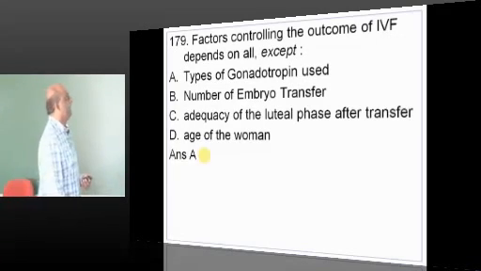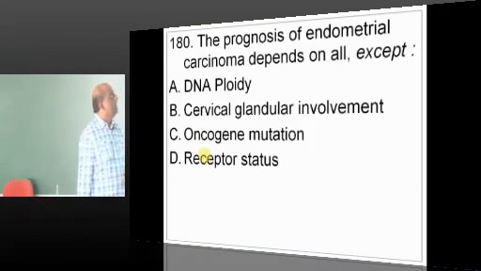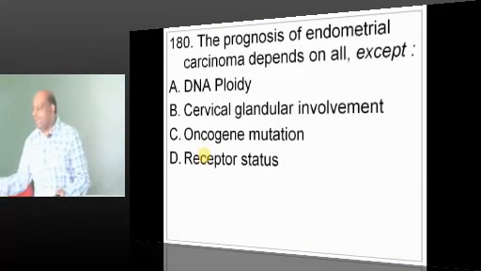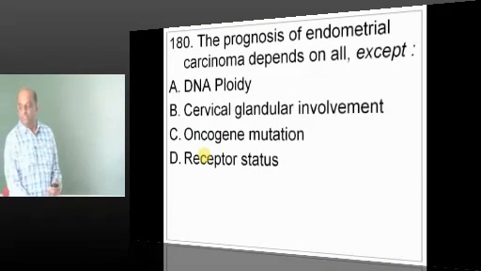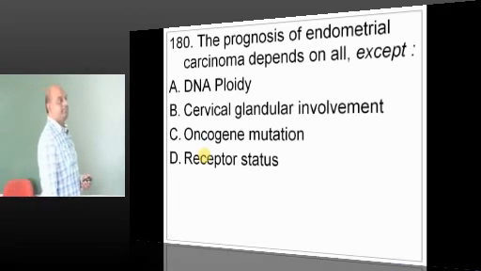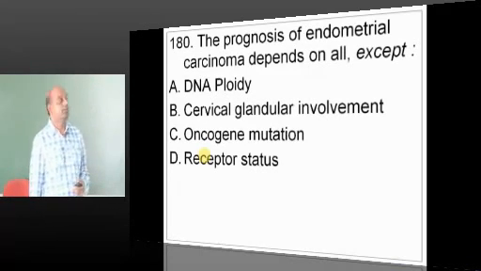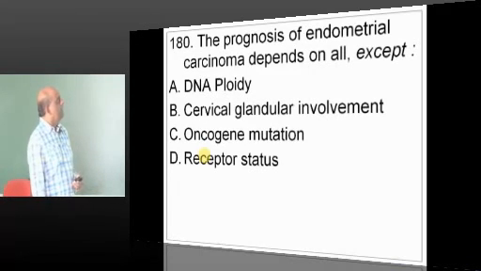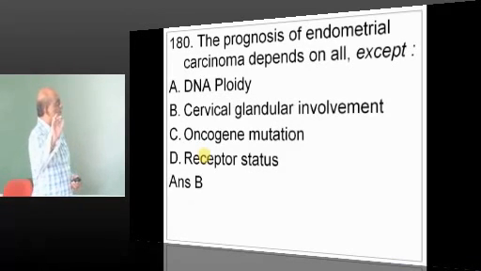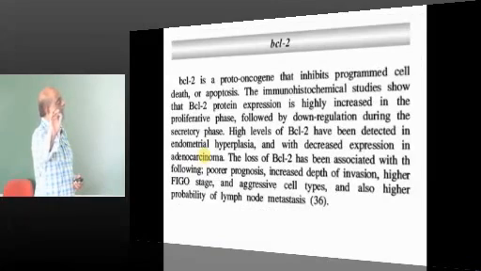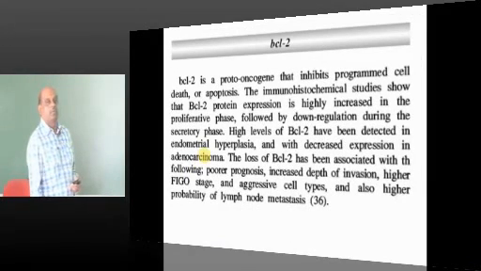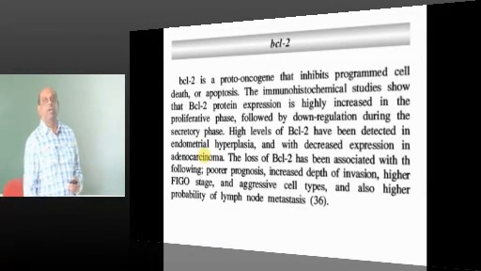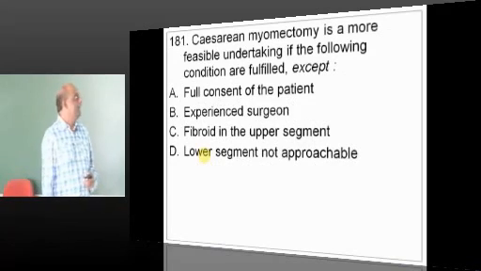So that's the idea. Now, doctor, endometrial carcinoma, what is except about it? Give a confident answer, doctor. Does cervical glandular involvement have a bearing? No. DNA ploidy, steroid receptor status, BCL2, oncogene, they all have got a bearing, is what you need to basically remember.